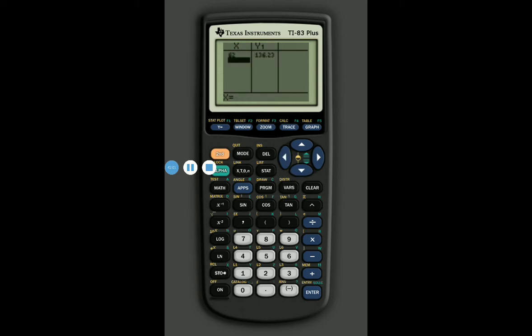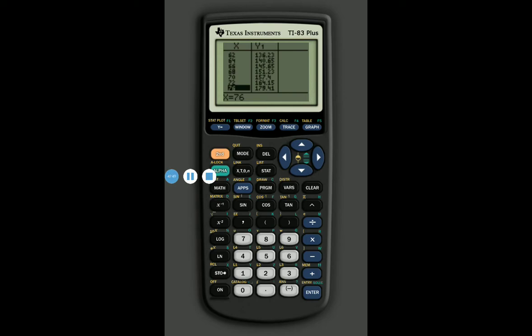So 62, I would get 136. I can type in 64, 66, 68, 70, 72, 74. Oops. That should be a 72. And then I can type in 76. I'm just going to have to type over the 74. So those are my different heights, and you can see all these Y values.